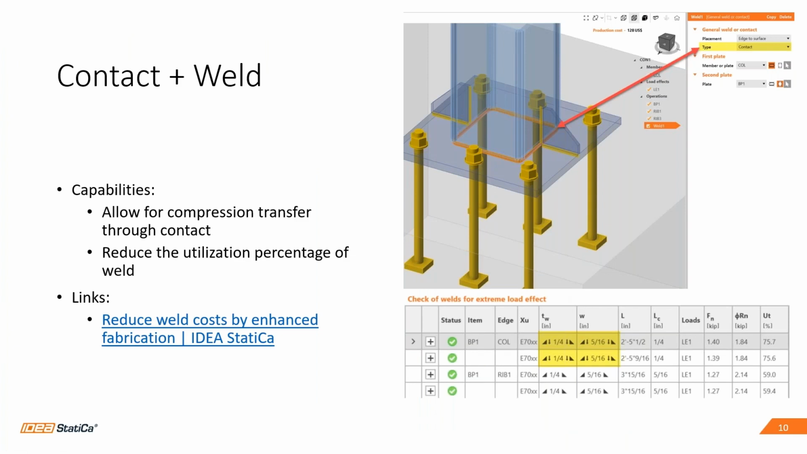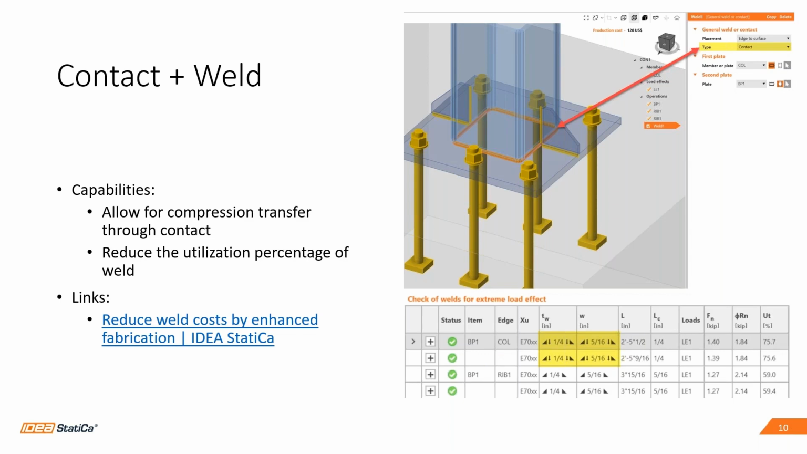The reason being is because when designing critical base plates that need to transfer loads from the column to the foundation, there will be times where you can reduce these costs by enhancing the fabrication. So typically, this is where you can add a contact feature along with the welded operation.